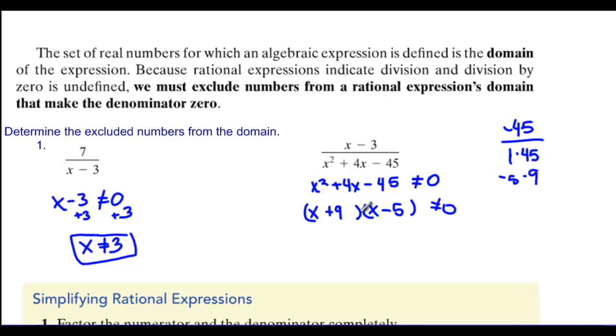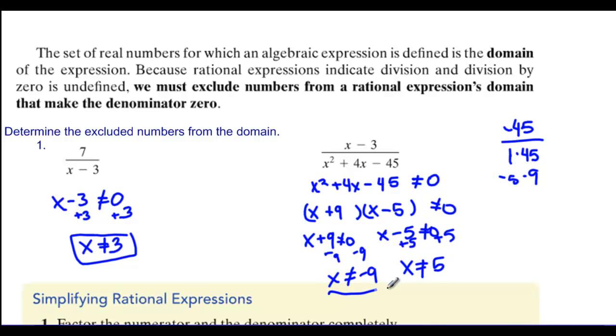So once we have these factored, we're going to say that each of these cannot be 0. So x plus 9 is not going to be 0. And x minus 5 is not going to be 0. So whenever we subtract 9 from both sides, x is not going to be a negative 9. And we add 5 to both sides, x is not going to be a positive 5. So those are going to be the two numbers that are excluded from the domain of the second example.